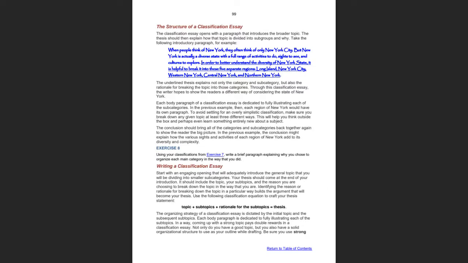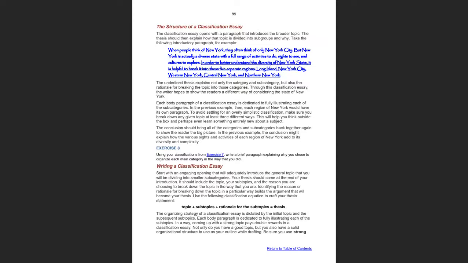The underlying thesis explains not only the category and subcategory, but also the rationale for breaking the topic into these categories. Through the classification essay, the writer hopes to show the readers a different way of considering the state of New York. Each body paragraph of a classification essay is dedicated to fully illustrating each of the subcategories. In the previous example, then, each region of New York would have its own paragraph.